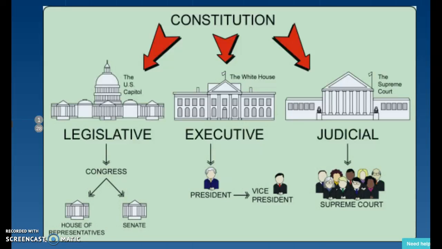Okay, so there are a couple things I need you to have out for today's lesson. The first thing I'd like for you to have out is a pencil. The second thing I'd like for you to have out are the notes that are going to correlate with this presentation. Once you have those two things in front of you, we're going to go ahead and proceed.